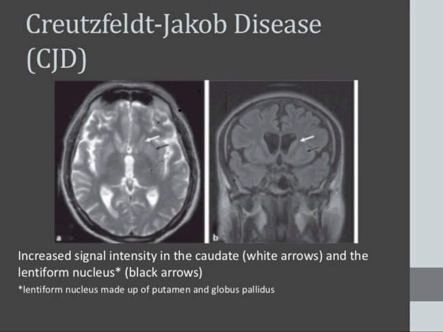Here's the MRI of a brain affected by Creutzfeldt-Jakob disease, and you can see here that we have some increased signal intensity in the caudate, which is the white arrows, and the lentiform nucleus, which is going to be the black arrows here. So that is our discussion of dementia and memory loss.